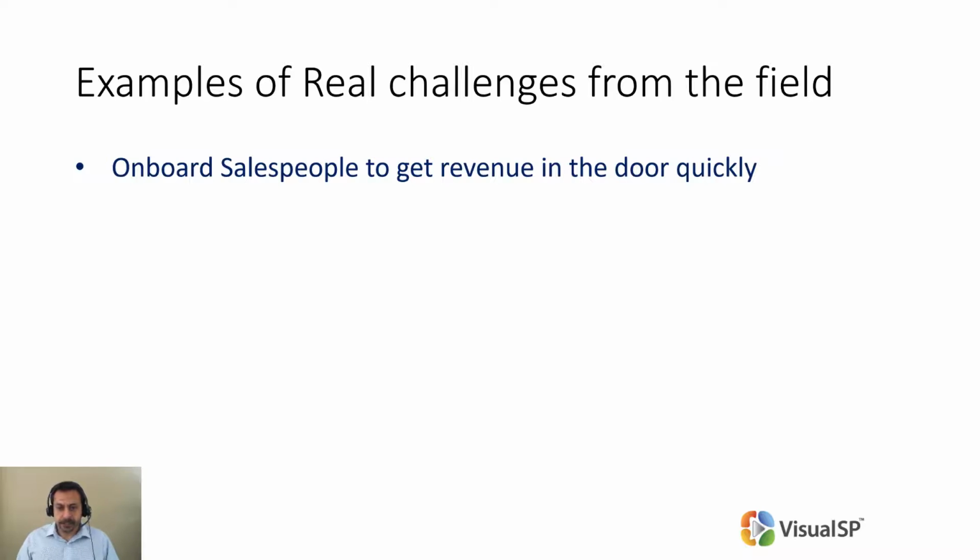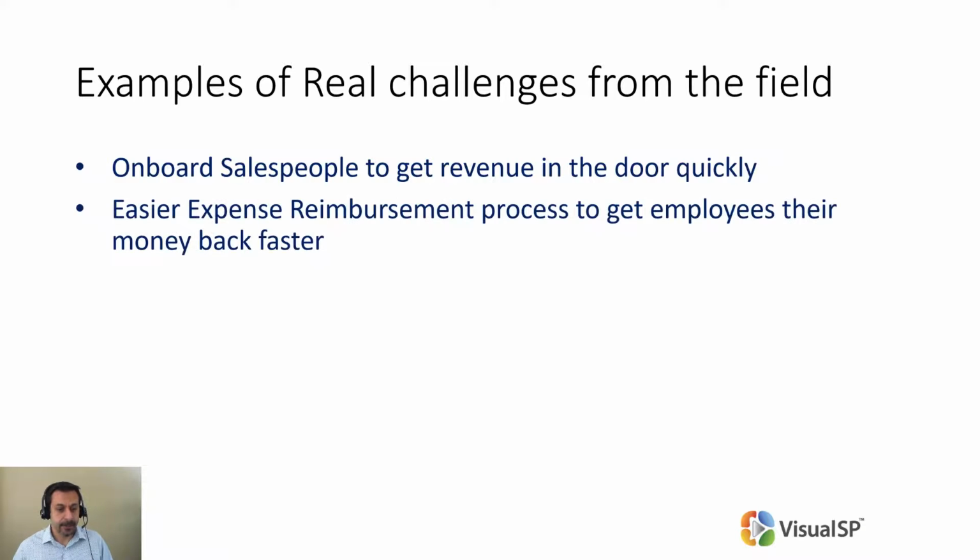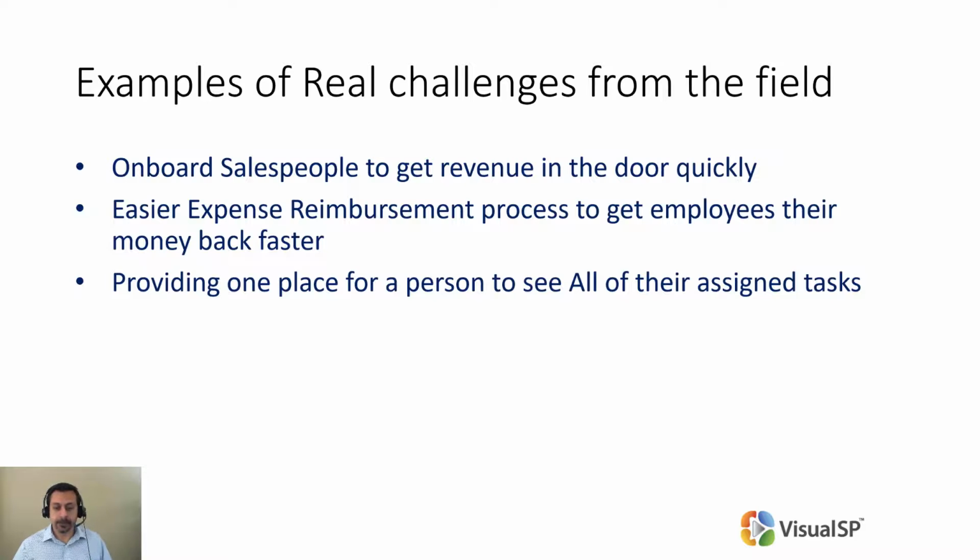Think about some of these real challenges from the field that I've gathered over here. Onboarding salespeople to get revenue in the door quickly. Salespeople care about that. They want to do that for the company, for themselves. So that's a critical scenario. Easier expense reimbursement process to get employees their money back faster. Everybody cares about that. I come back from a conference, I want my money back quicker than it is right now. How about making a process that's specifically for that reason? They will care for sure. Providing one place for a person to see all their assigned tasks. Some nice place where I just go one place and I see everything instead of having to go to 4 different places. There you go.